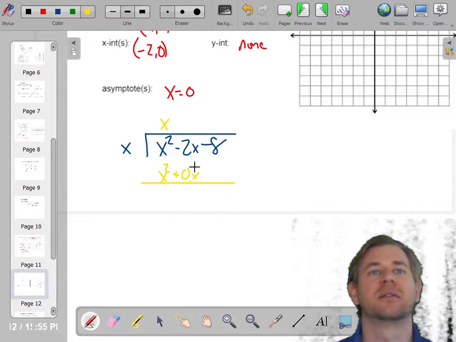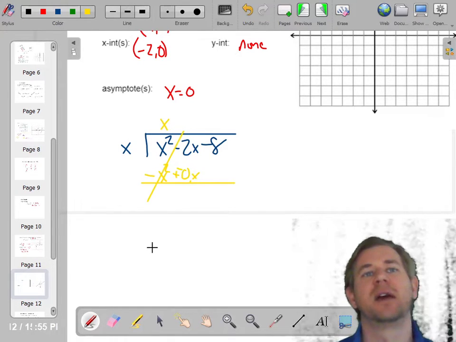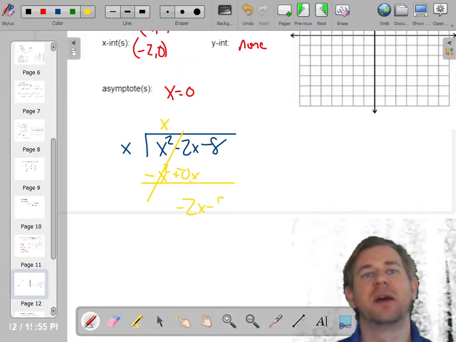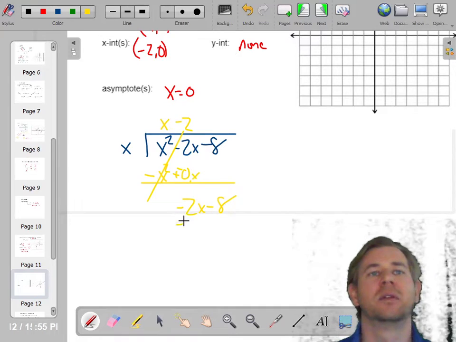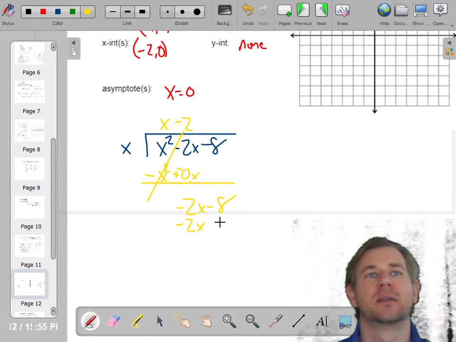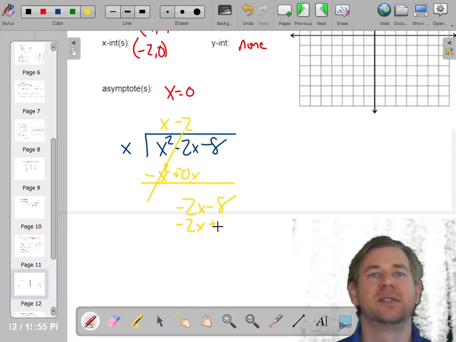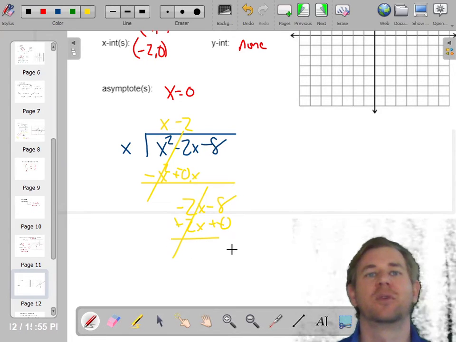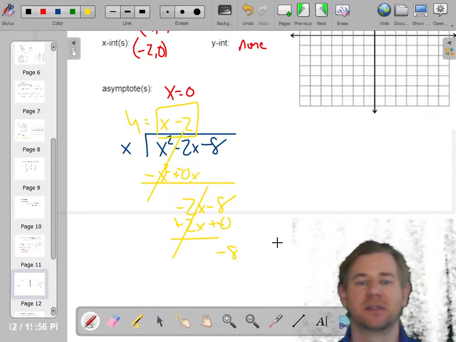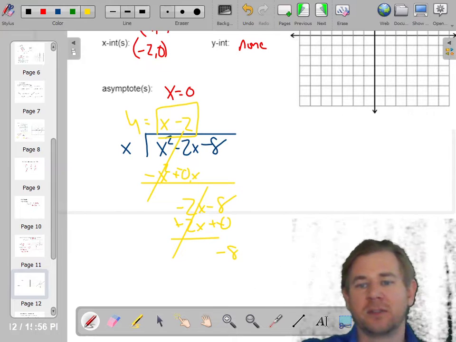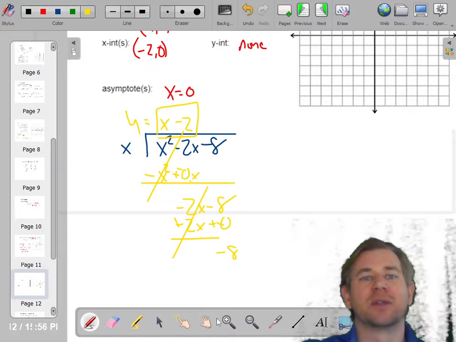It's x. Flip the signs, minus, minus, and you end up with -2x minus 8. Go one more time. X times -2, -2x plus 0. The remainder is -8. That doesn't really matter. What you care about is the slant asymptote is x minus 2. So x minus 2 is your slant asymptote.